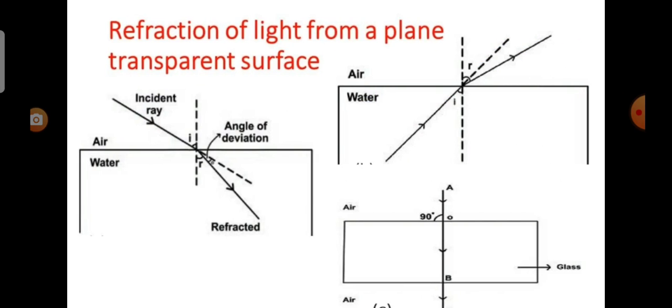Now you see the refraction of light from a plane transparent surface. When a ray of light travels from an optically rarer medium to an optically denser medium, it bends towards the normal. When a ray of light travels from an optically denser medium to an optically rarer medium, it bends away from the normal. A ray of light incident normally on a denser medium goes without any deviation.